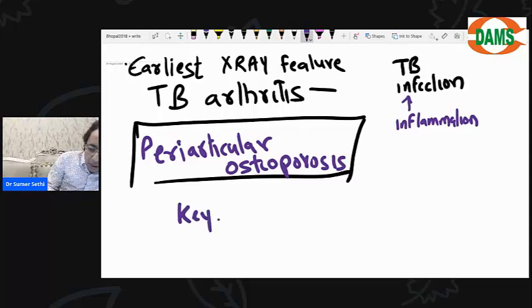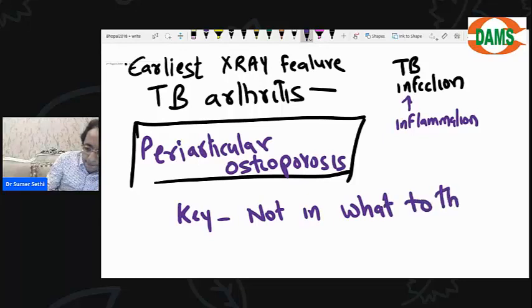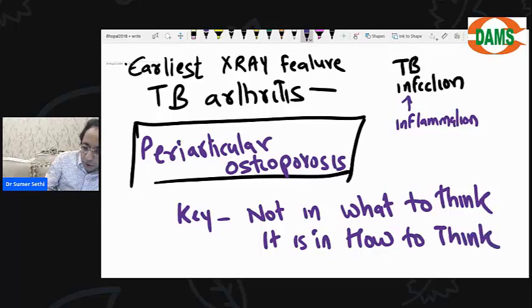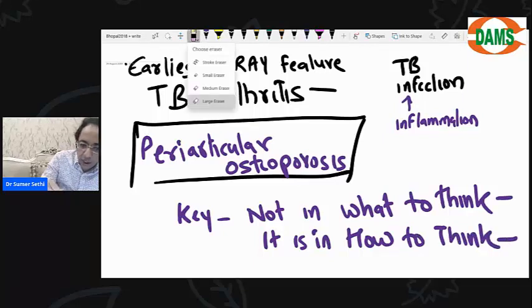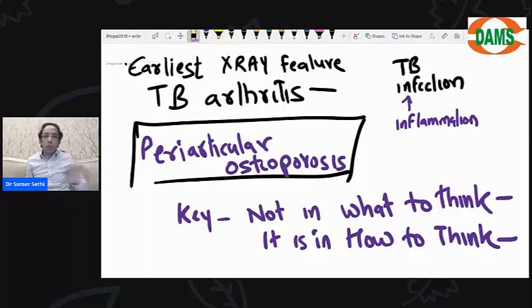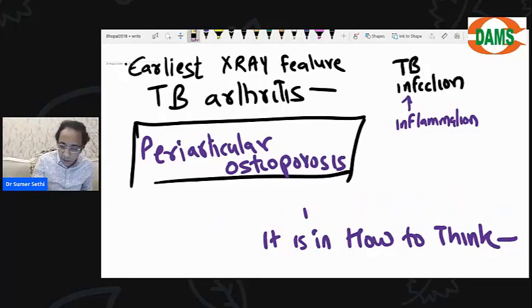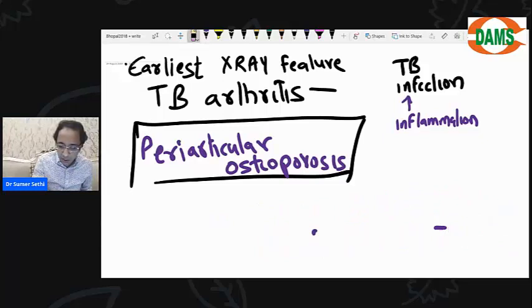The key is not in what to think. The key is in how to think. आप समझ आए? So now I hope you appreciate that I taught you X-ray features of rheumatoid arthritis, but we were even able to answer X-ray features of tubercular arthritis. Because we understood the key is in inflammation. It is in the basics. It is not in the hi-fi things.